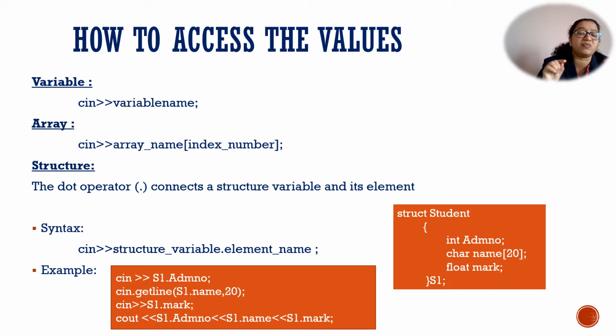So s1.admno. Then for name, cin.getline(s1.name, 20), size 20, then cin >> s1.mark for mark, then cout to display all the details. So cout s1.admno, s1.name, s1.mark. Clear? This is the way of accessing and retrieving the values through a structure variable, an independent variable, or through an array. Okay. Now next we can study how we can use the structure inside the program: where we want to define it, where we want to declare it, how we can use this.